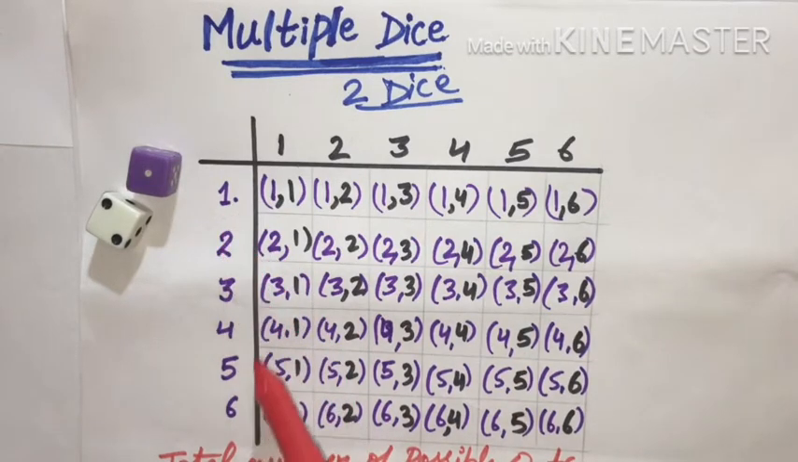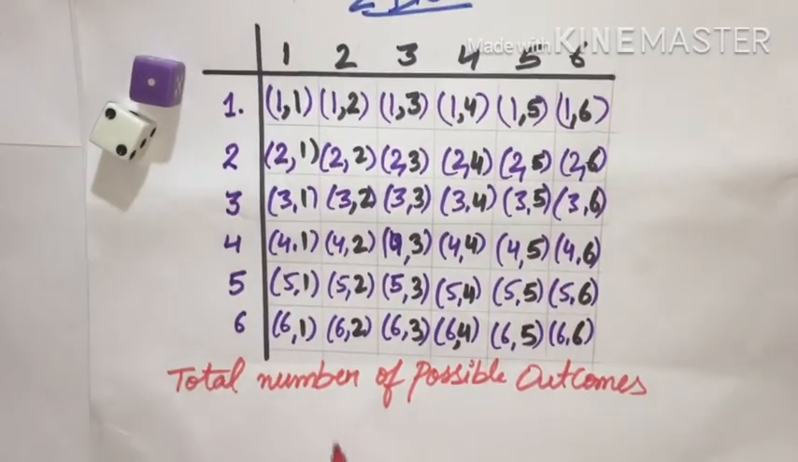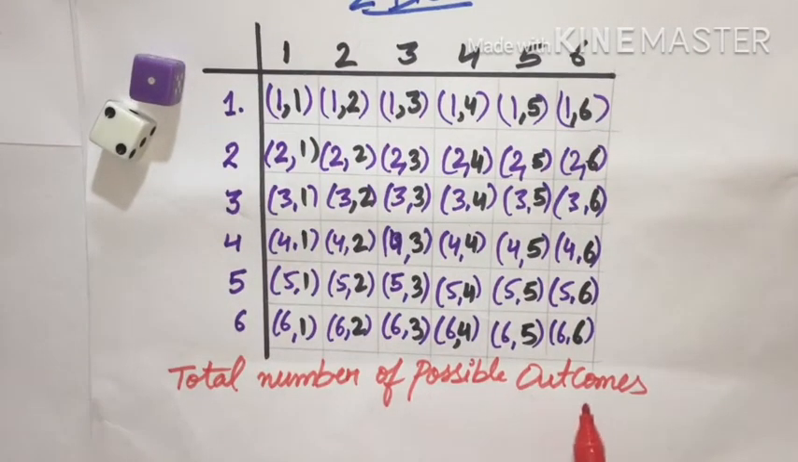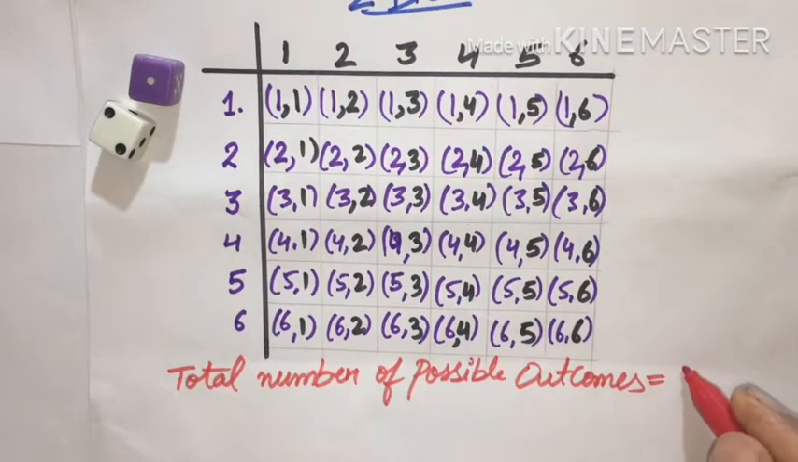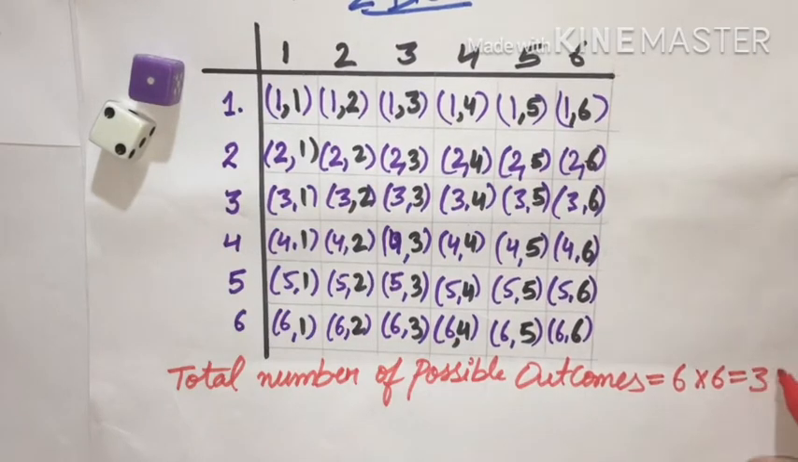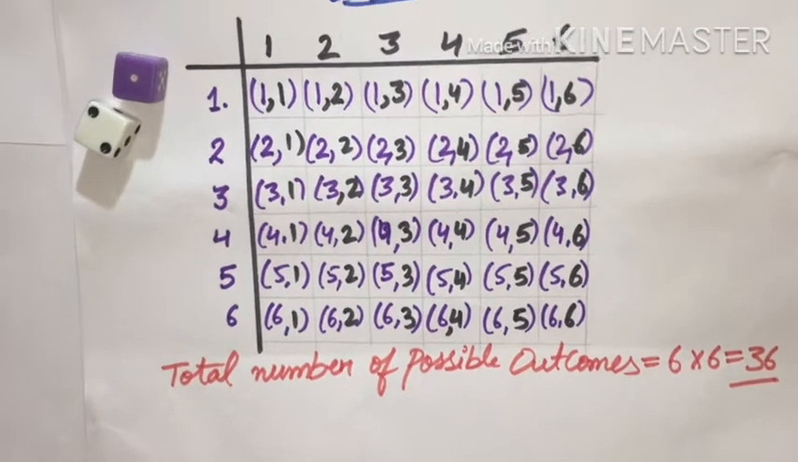In this way we can draw this table for 2 dice. 6 cases are for one dice and 6 cases are for the other dice. So what will be the total number of possible outcomes? If we write the total number of possible outcomes, 6 multiplied by 6 is 36. So there are 36 possible outcomes in the case of 2 dice.